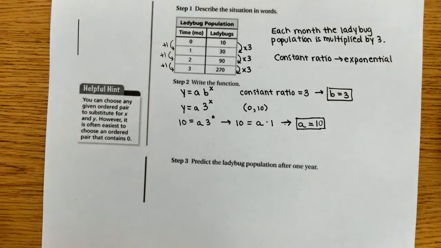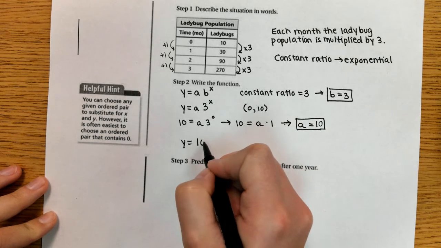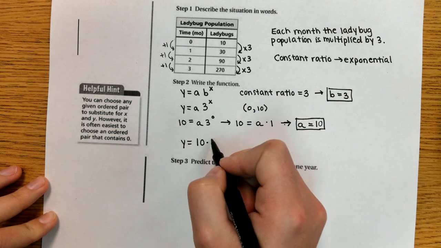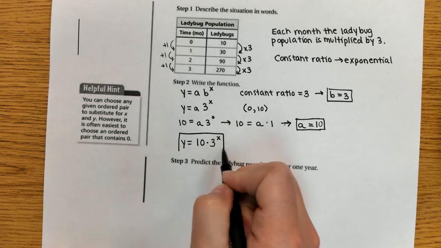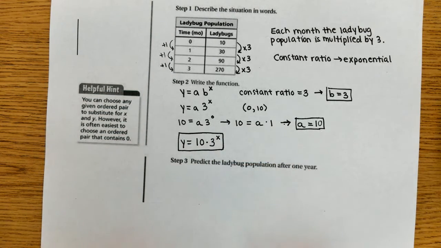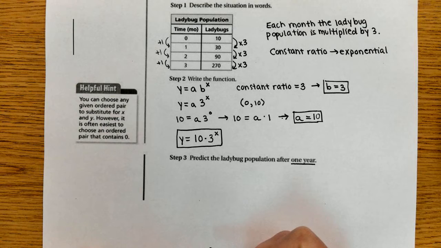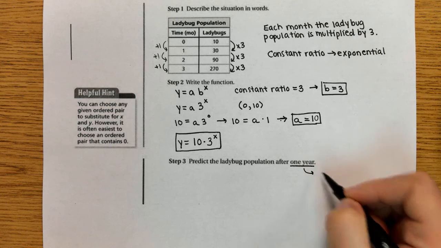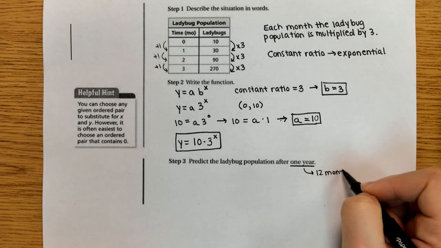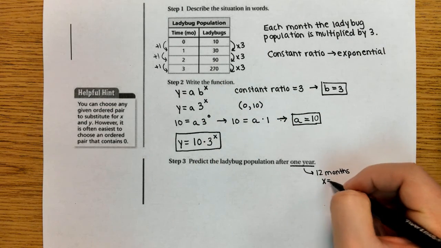So let's try that again. I'm going to go write my exponential function now. So y equals a, which is 10, times b, 3 to the x power. So y equals 10 times 3 to the x power. So that is my exponential function. So now I'm going to predict the ladybug population after 1 year. Okay, so that means 1 year is 12 months. Because here we were talking about x in time of months. That means x equals 12.